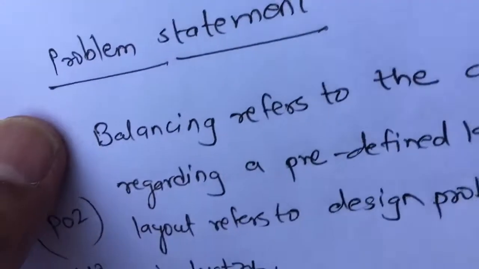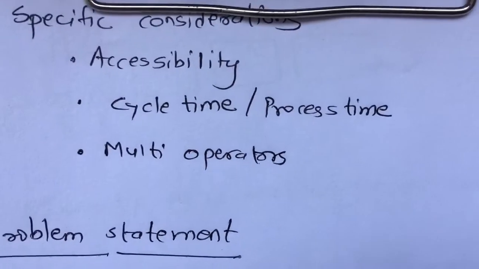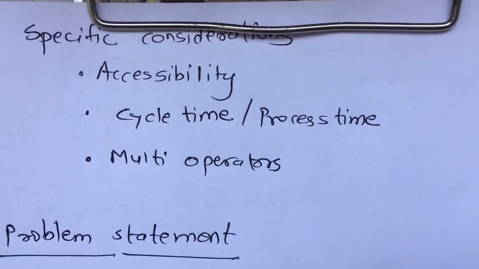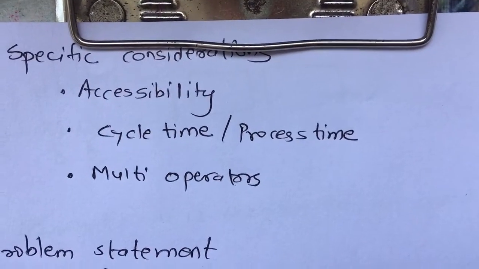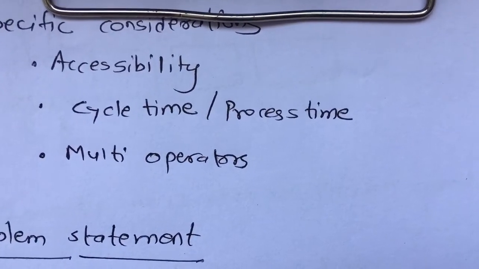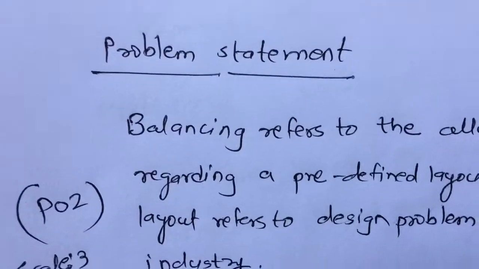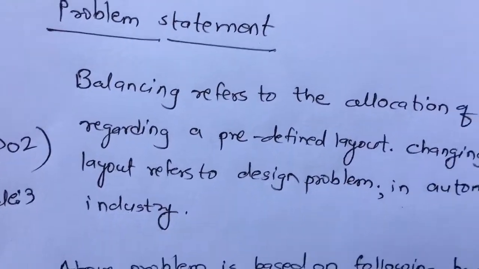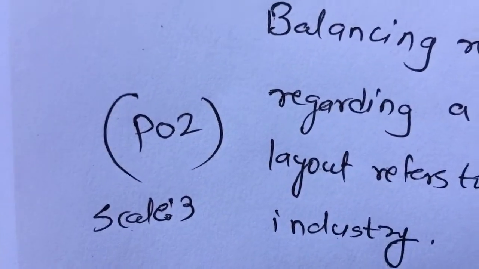Now we will look at the specific considerations in spot welding. Now there are some specific considerations in spot welding. One is the accessibility of the robot joint at a specific point, then cycle time or process time, and then multi-operators. Multi-operator means it is possible that multiple robots are working together. Now let us look at the problem statement, which is very, very important to understand, which is a part of program outcome number 2.